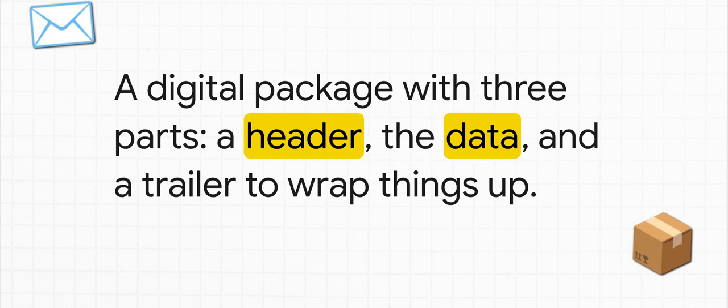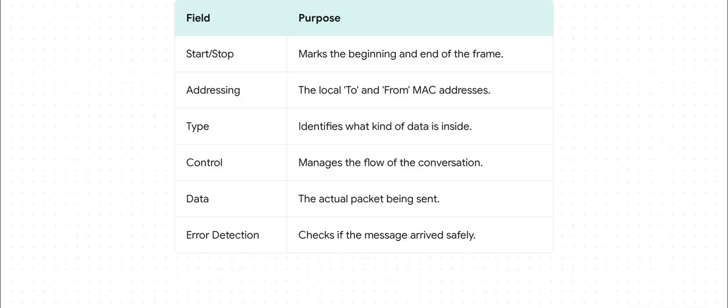Then there's the data itself. That's the actual letter, the packet from the layers above. And finally, there's a trailer at the very end to wrap it all up. So you've got the address, the letter, and the seal on the envelope. But this digital envelope is incredibly well organized. You've got start and stop fields that say, hey, the message starts here and ends here. You've got the addressing field with the local to and from MAC addresses. The type field tells the receiving device what kind of data is inside, like, hey, this is an IPv4 packet.